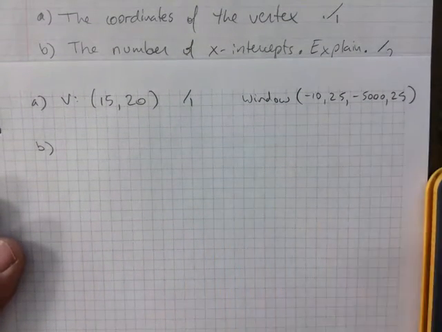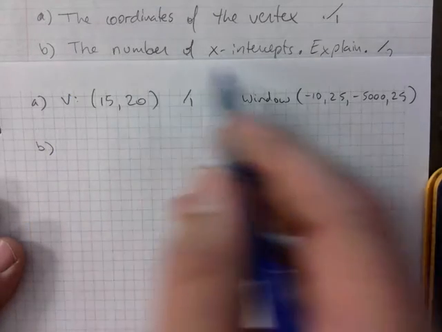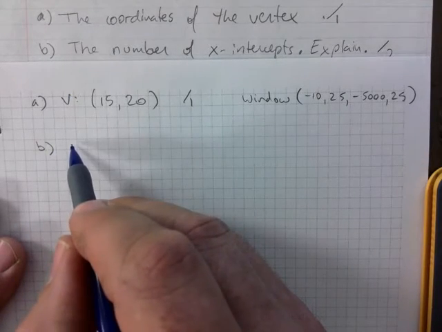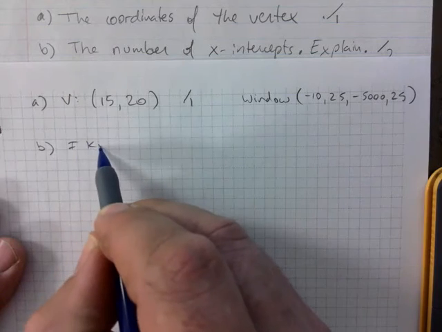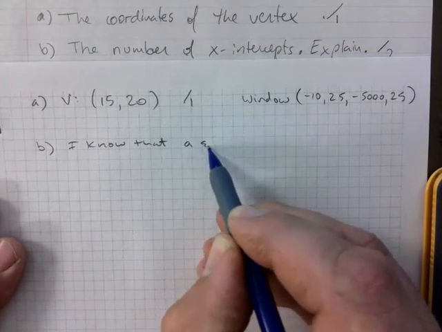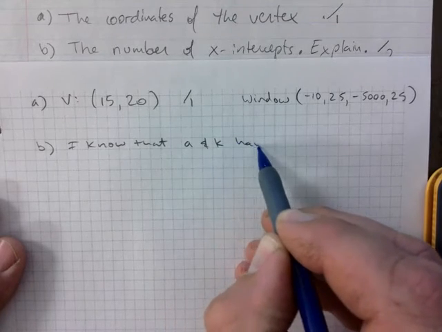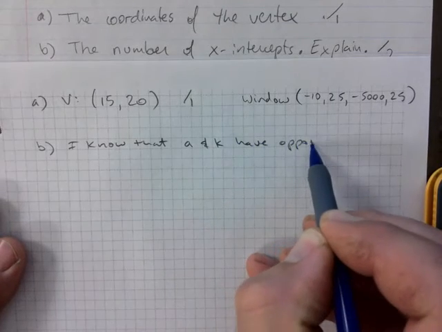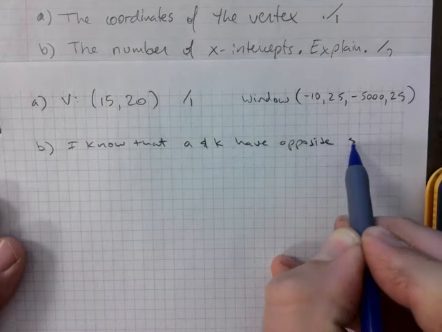Okay. All right, B. The number of x-intercepts. You can say something like this. I know that, right? That A and K have opposite signs, right?